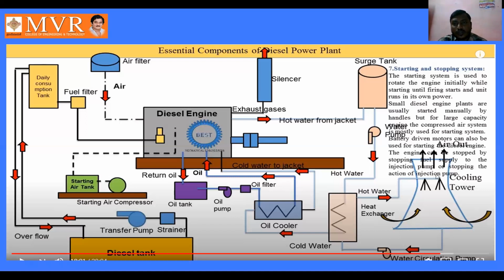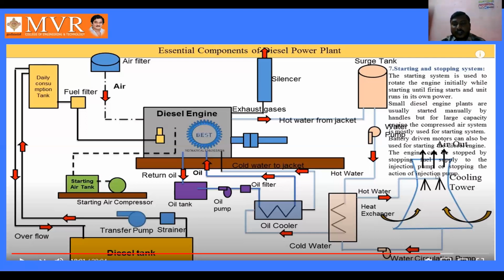By using its own power, it is going to rotate. Small diesel engine plants are usually started manually by handles. For small plants, by using handles we start the small diesel engines. But for larger capacity engines, the compressed air system is used. How do we compress the air?